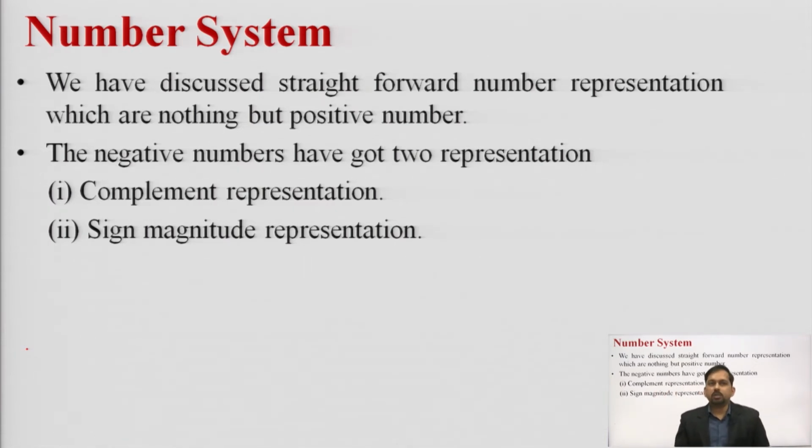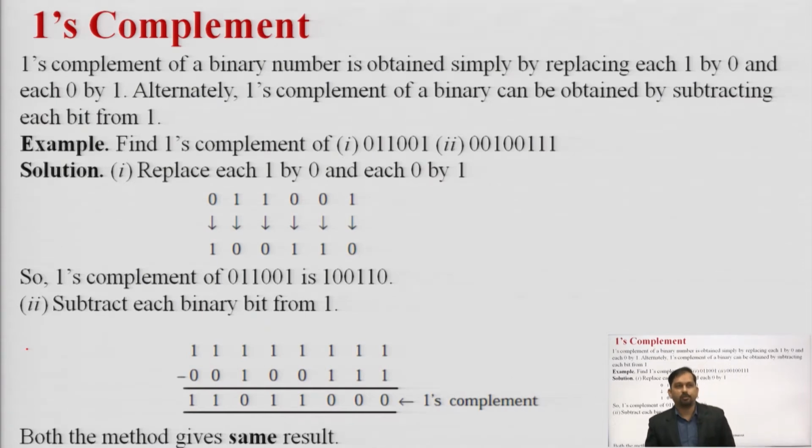Negative numbers have two representations: one is the complementary representation and the other is the sign magnitude representation. We will see the complementary representation in the ones complement form, twos complement form, nines complement form and tens complement form. First of all we will start with the ones complement form.